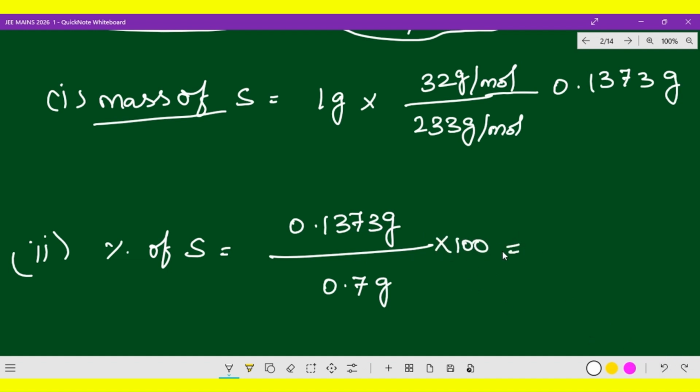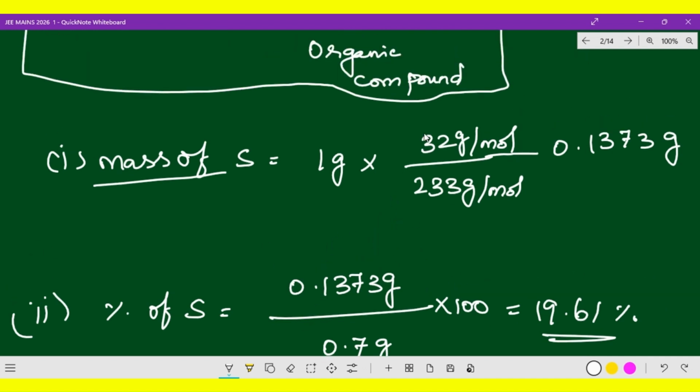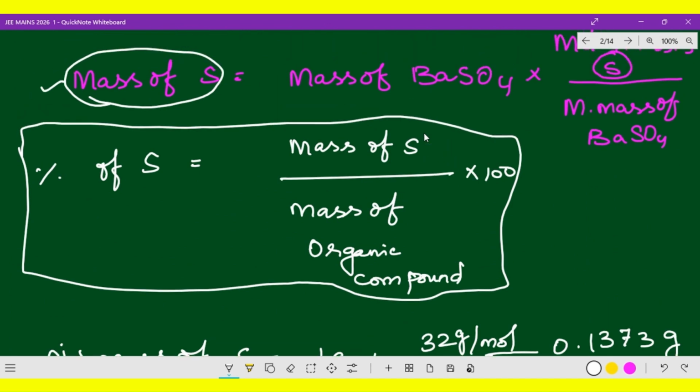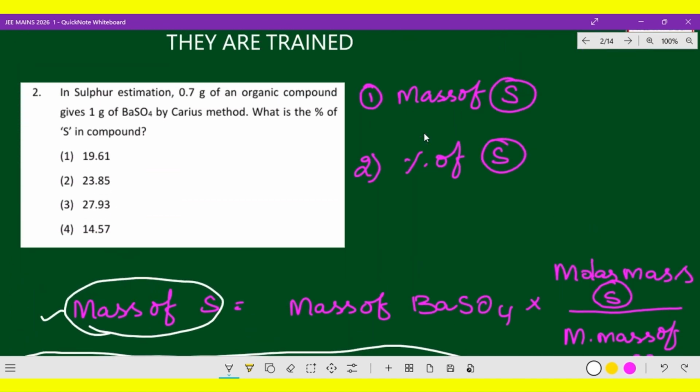So what is the answer you'll be getting? Around here 7, here 13. So 7 ones are 7, 7 twos are 14. So when you calculate, you will be getting 19.61%. Actually, the same question in that NCERT second question, they have given it in a different way. Here it is 0.5 something grams of barium sulfate, but here they have given 1 gram. The same question is repeated in a different way. 0.15 grams, yes, exactly.